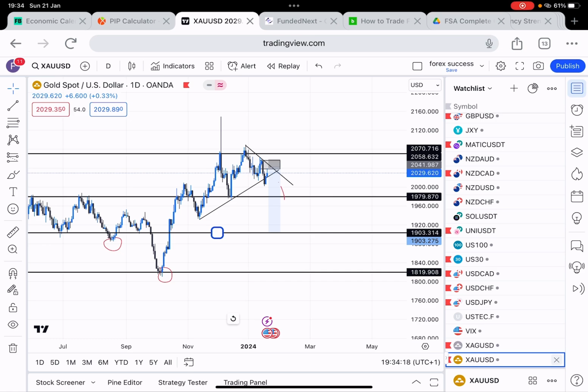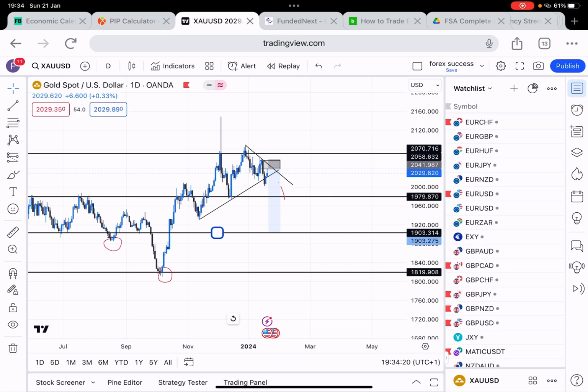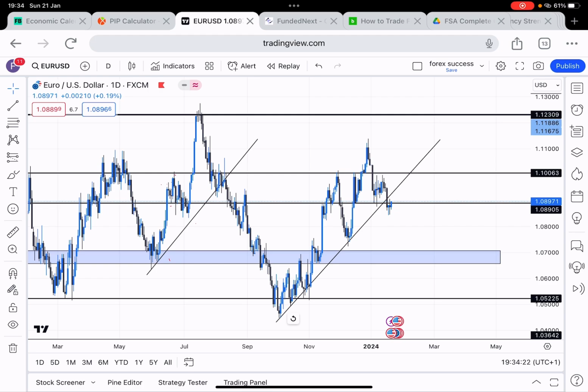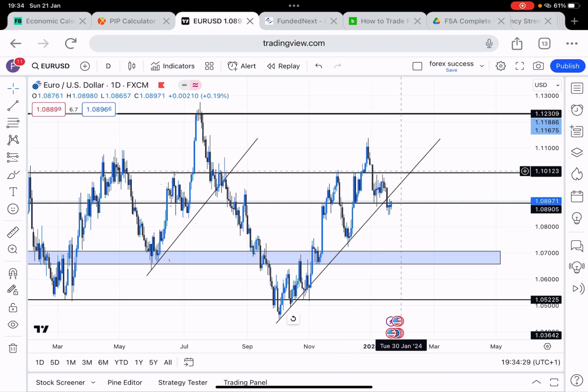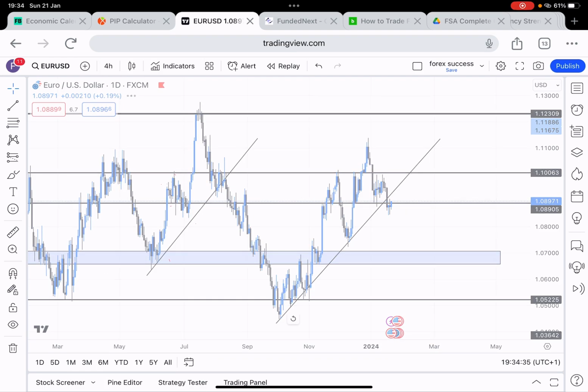So lastly, we might also want to check Euro USD. Euro USD is also looking good for a sell. Euro USD is also looking good for us. Broke out of my trend line, needs to push up to retest this trend line and then drop. That is what I'm expecting for Euro USD.